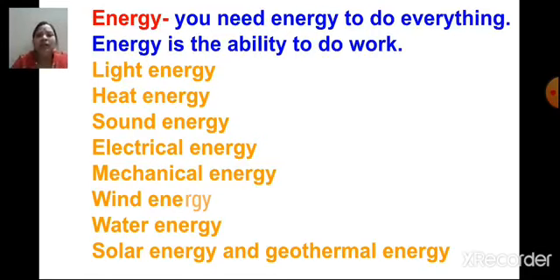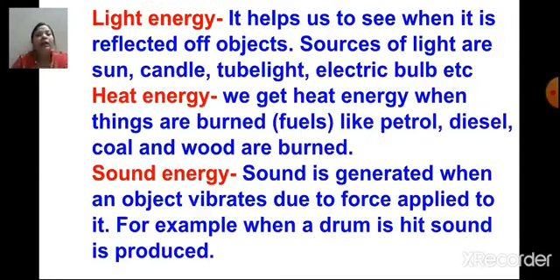Now we have so many kinds of energy. Light energy, heat energy, sound energy, electrical energy, mechanical energy, wind energy, water energy, solar energy and geothermal energy. Now children, light energy. Where do you get light from? The natural source of light energy is the sun. And the other sources are candle, tube light, electrical bulbs, etc.